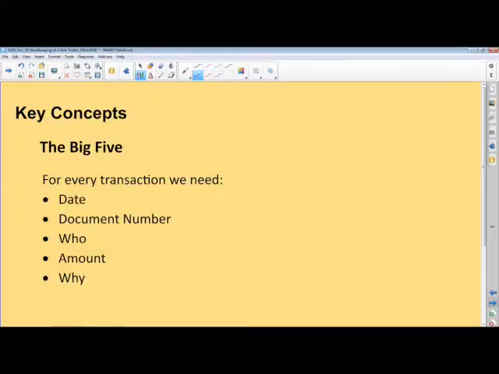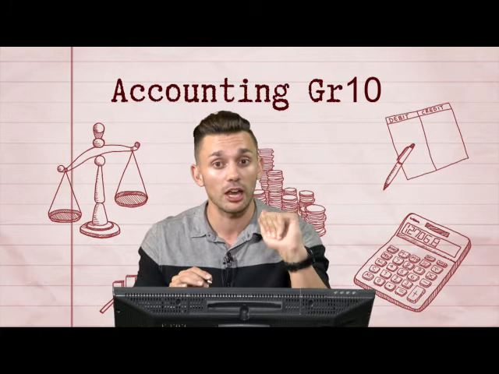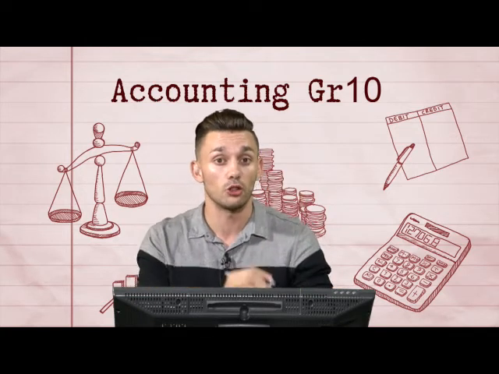I have a big 5 for every transaction. The big 5 meaning we have a date, that's number 1. We'll have a document number, which is number 2. We have a number 3, who paid me. We have a number 4, the amount we received. And we have a number 5, why did we receive money or why did we pay? And you can use these 5 notes for mostly all journals, especially your cash journals, your 3 cash journals, your debtors and your creditors, and the 2 allowance journals.